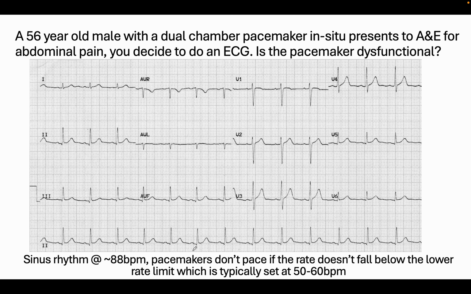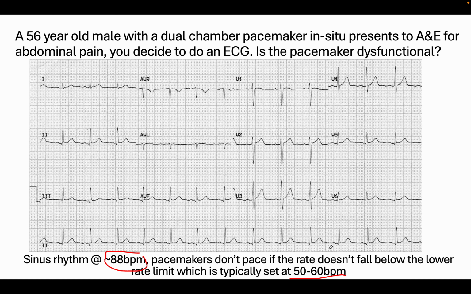So you wouldn't say that the pacemaker is dysfunctional in this case. The reason why is because pacemakers are programmed with a lower rate limit. That's the lowest rate that a pacemaker will look for before pacing, and it's usually set at 50 to 60 beats per minute. This patient's intrinsic heart rate is going at 88 beats per minute, a good 20 to 30 beats per minute higher than the lower rate limit programmed for the pacemaker. So there's no reason for the pacemaker to pace.